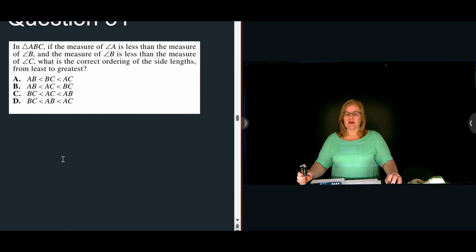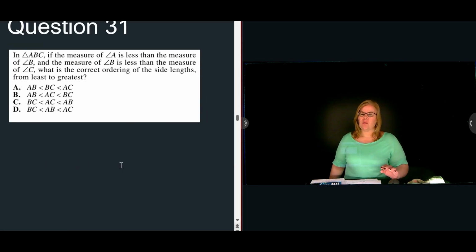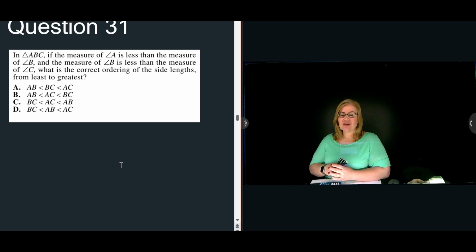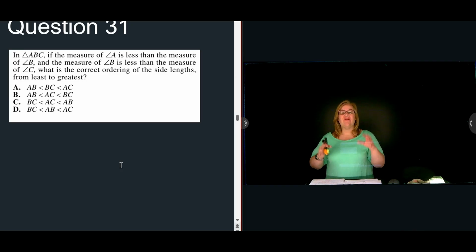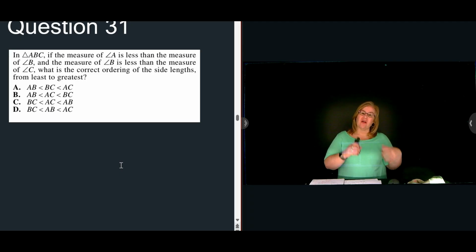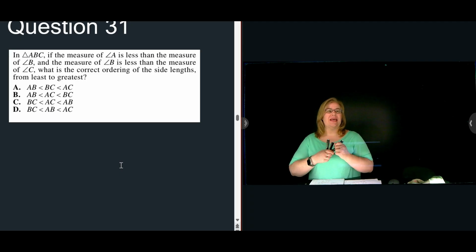All right, so the first one, we're looking at question 31, and it says, in triangle ABC, if the measurement of angle A is less than the measurement of angle B, the measurement of angle B is less than the measurement of angle C, what is the correct order in the side lengths? Now, we have to remember that opposite of the smallest angle is the smallest side, and opposite of the largest angle is the largest side. So let's go ahead and draw that and see what we see.